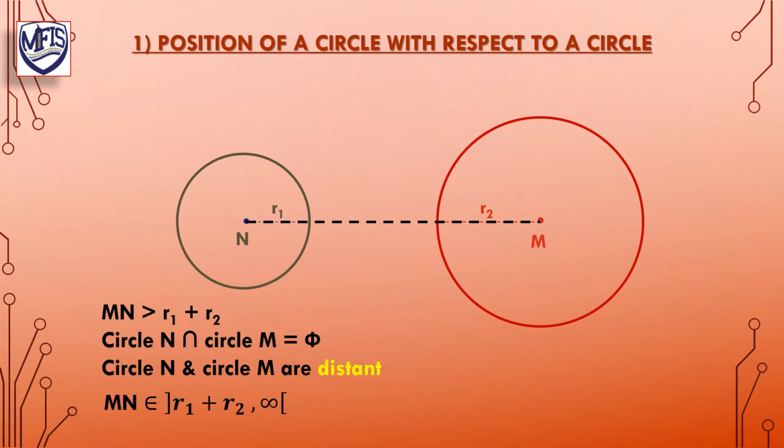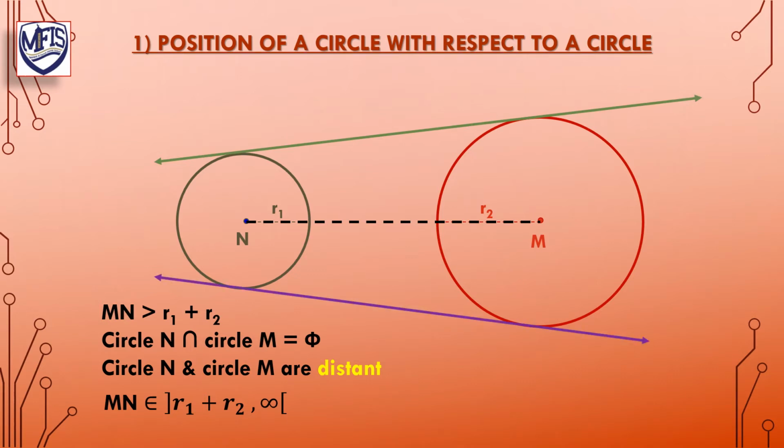Now, how many common tangents in this case? Let's see. This is the first one, and this the second, 3 and 4 common tangents. Then we have 4 common tangents in this case.